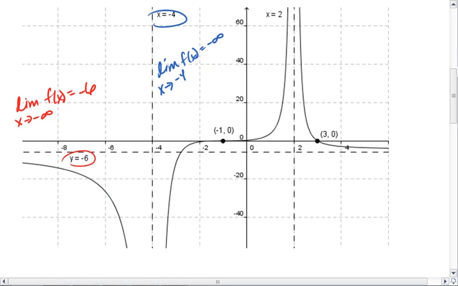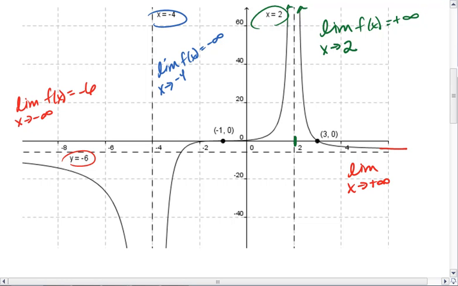We can look at the other vertical asymptote. The limit as x approaches 2, so as we go towards 2, my outputs are both shooting up to positive infinity on either side. So in general, my limit as x goes to 2 for the function is positive infinity. And lastly, my limit as x goes to positive infinity, so as we go really far to the right, the output goes to negative 6.